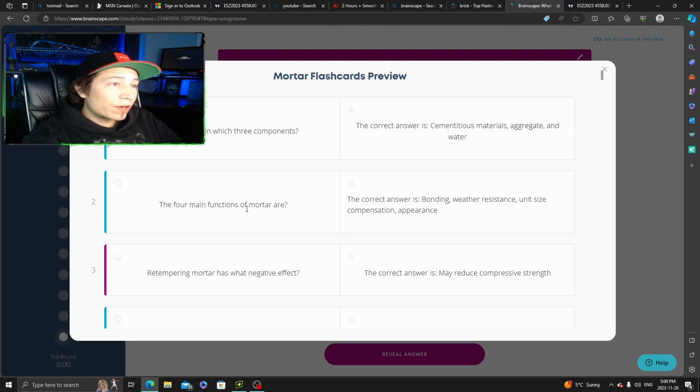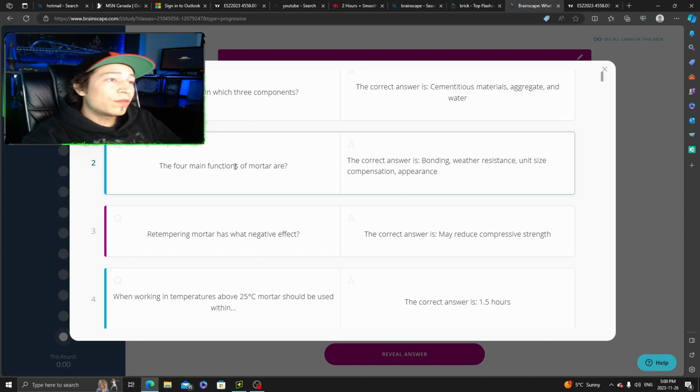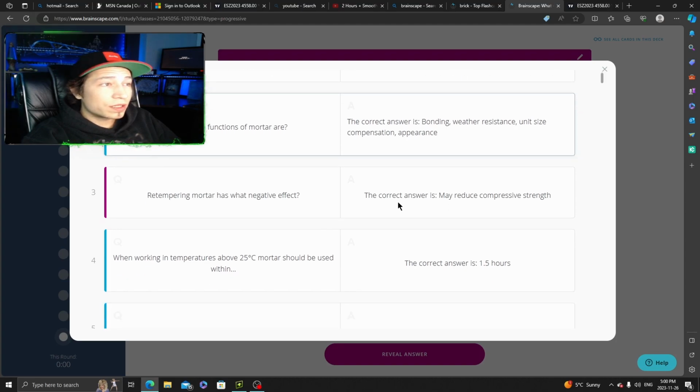The four main functions of mortar are, the correct answer, we gotta get rid of that. The four main functions of mortar are bonding, weather resistance, unit size compensation, and appearance.